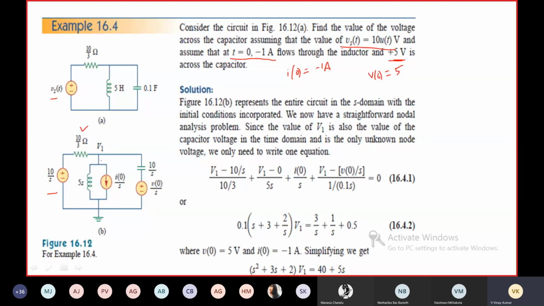Resistance doesn't change. Coming to the inductor, this is the inductor in time domain. In frequency domain, in S domain, you can redraw all the circuit like this. As it is having an initial value, the source is L i of 0 divided by s.